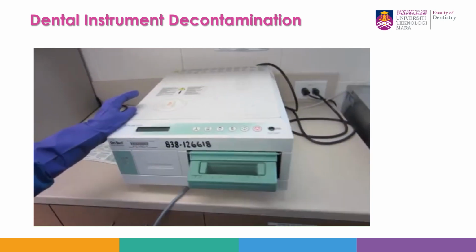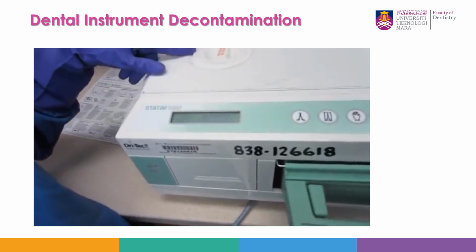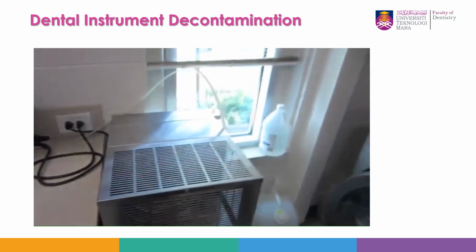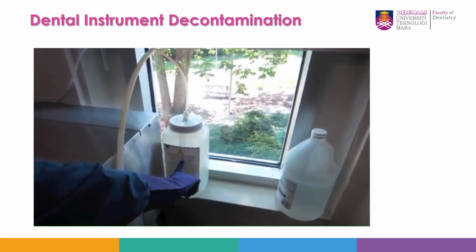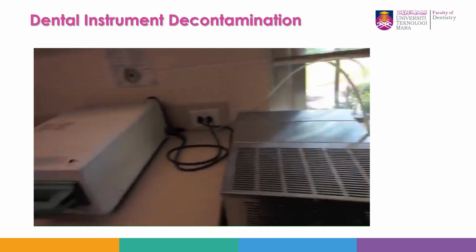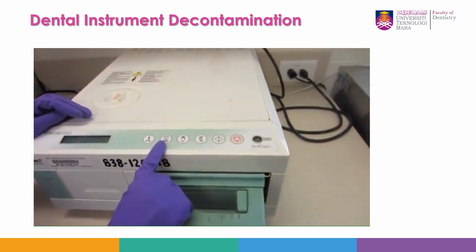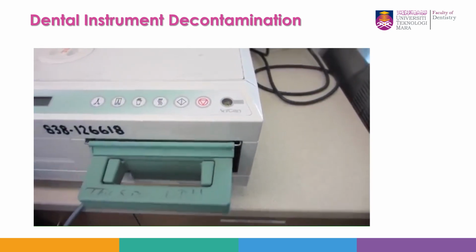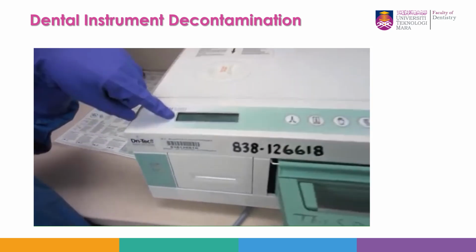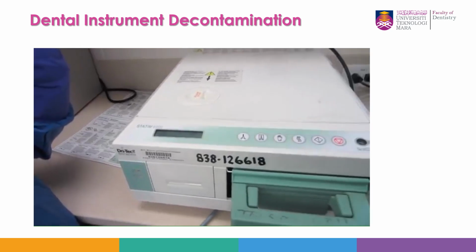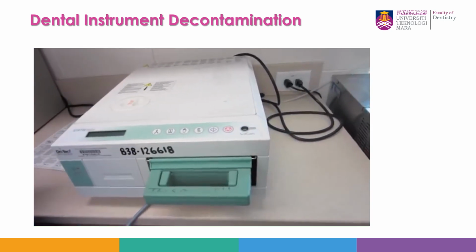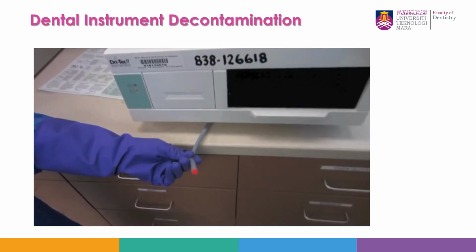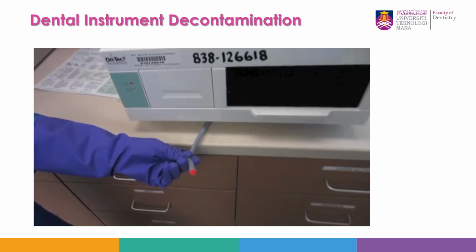Check the water reservoir for adequate distilled water level. Check the waste bottle for adequate fluid levels. Select the appropriate cycle. Press start. The sterilization cycle ends when the reminder tone sounds, the amber light flashes, and cycle complete is displayed. If the screen indicates there is too much water, this is the tube you would use to drain the excess water.